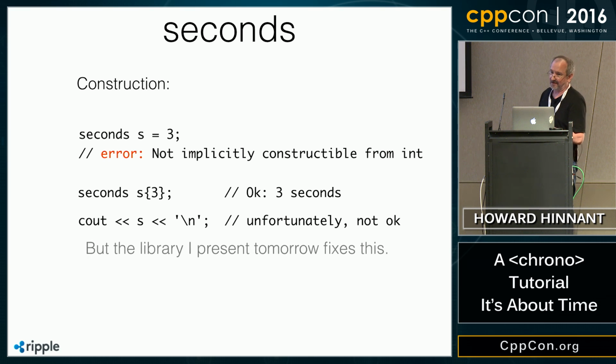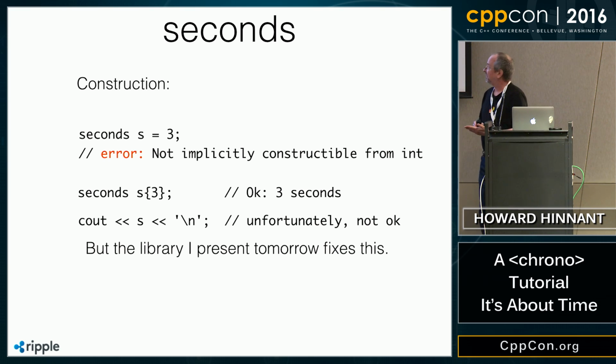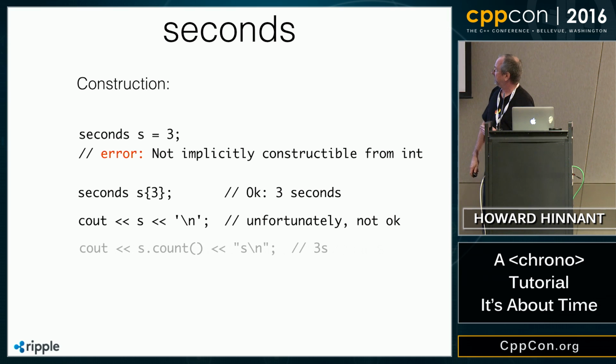Unfortunately, printing them out is not as easy. It should be. There's no good reason why it's not. But I'm presenting a library tomorrow that will fix this problem. You should consider this part a bug. To print out a duration, you actually need to use this member function called .count. And all .count does is return that 3 that's stored in the long inside.